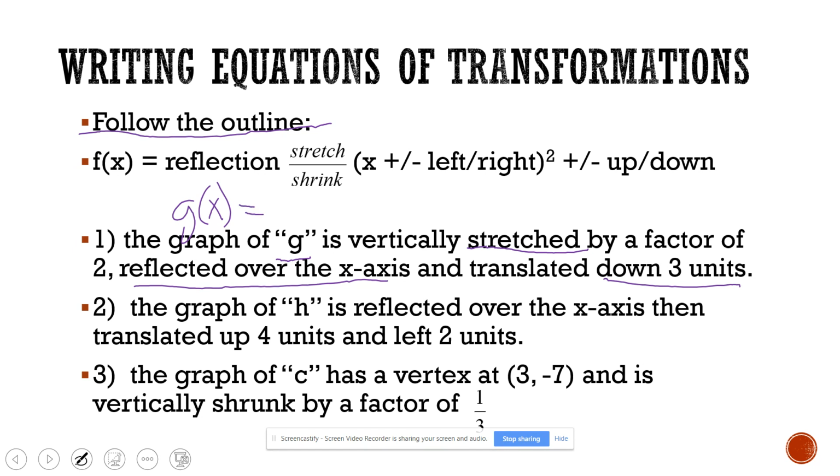So after the equal sign, according to this right here, reflection comes next. We did reflect it, so we put a negative. Then comes the stretch or shrink, and it's stretched by 2. I don't have any left or right shifting, so we have just x squared. And then down 3 units is -3. So our final equation is g of x is equal to -2x squared minus 3.